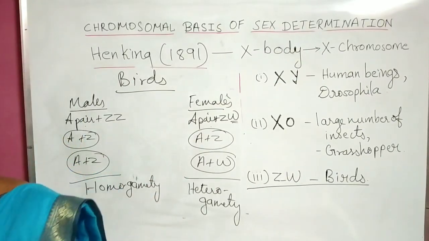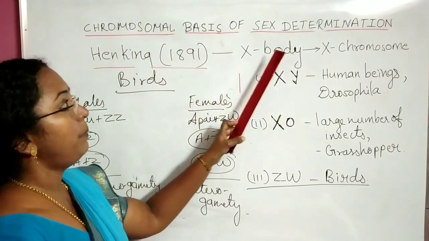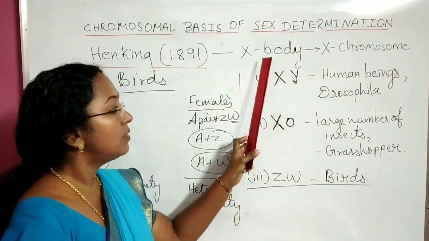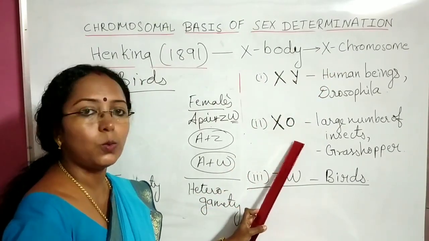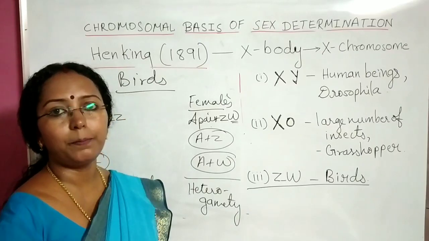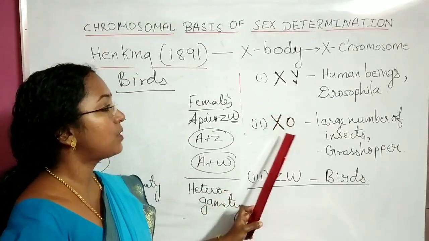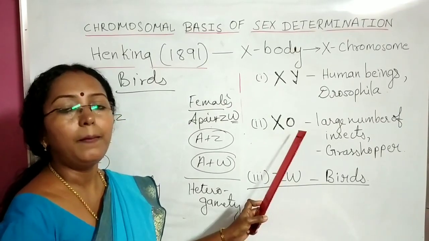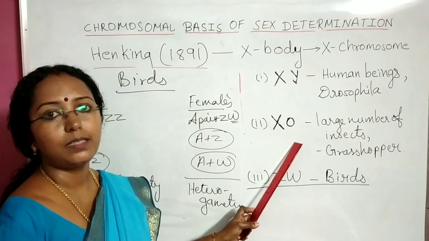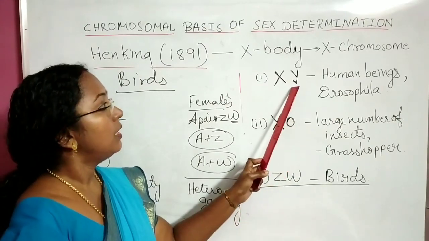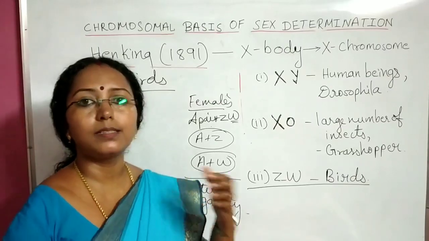So today we completed the chromosomal basis of sex determination, 3 types: XY type, XO type and ZW type. In XY type and XO type of sex determination, males are showing heterogamety. In what way? In XY type, the presence of the Y chromosome makes it a male.